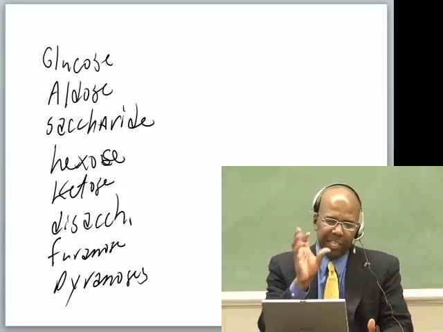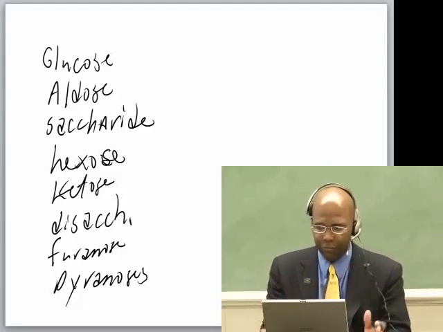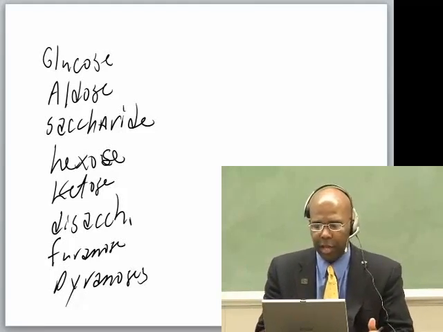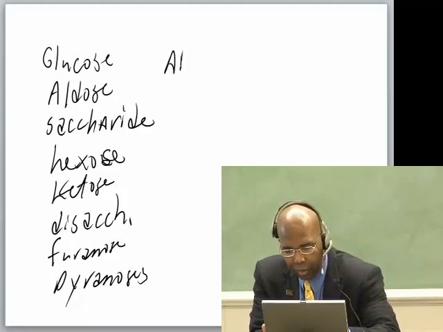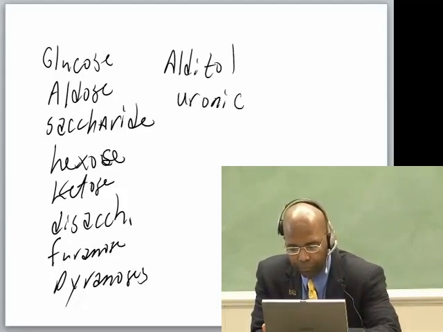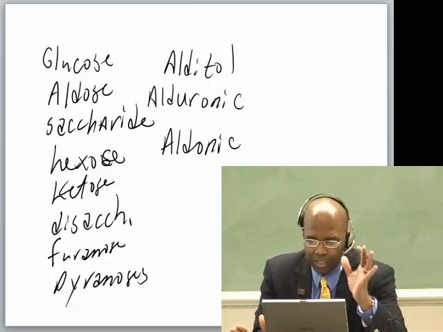But now what I need to give you all is a general term for sugar, a general term for any type of sugar: hexose, pentose, pyranose, aldose, and all of the sugar derivatives. We've talked about alditols. We've talked about uronic acids, alduronic acids, aldonic acids. These are sugar derivatives. We talked about lots of different types of sugars.